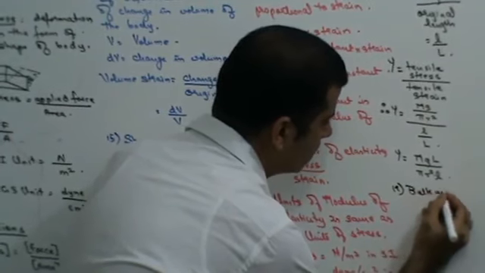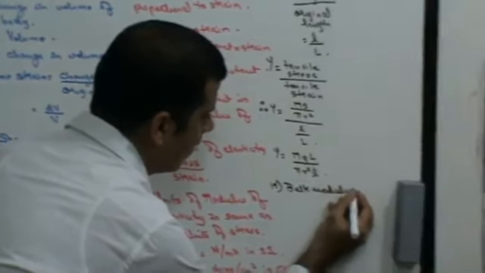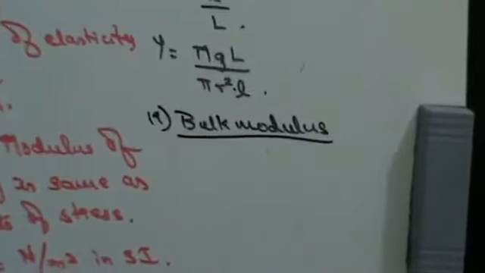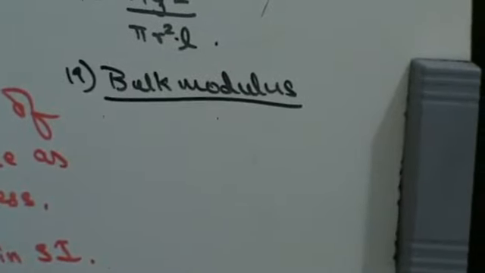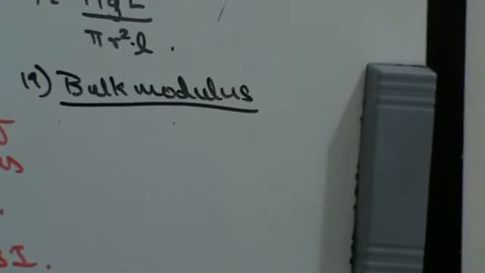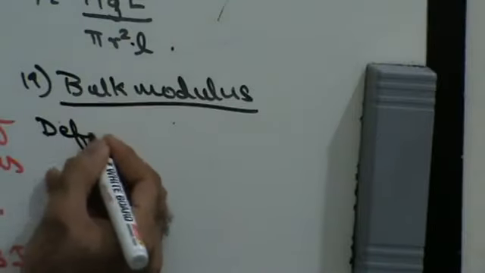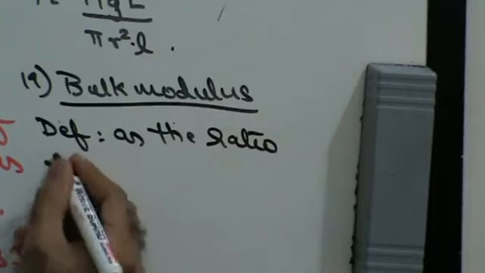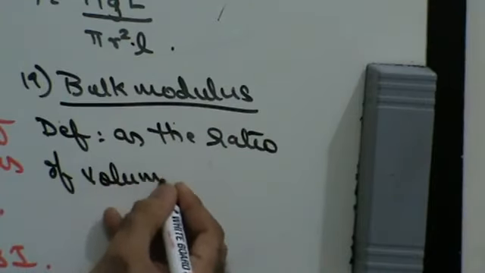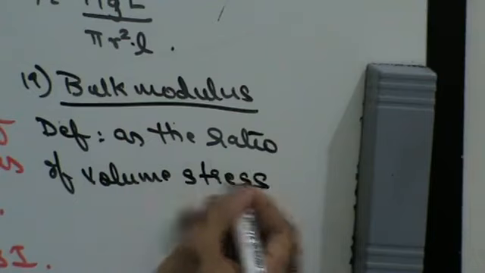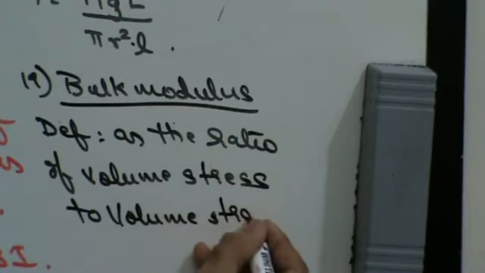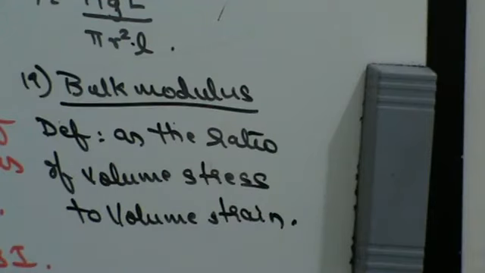Next, bulk modulus. How do I define bulk modulus? Bulk modulus is defined as the ratio of volume stress to volume strain.